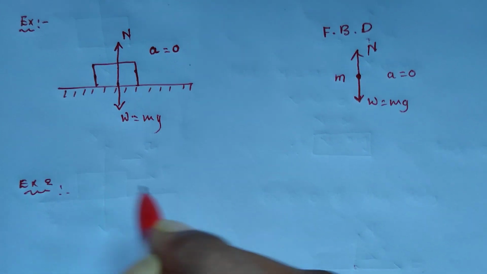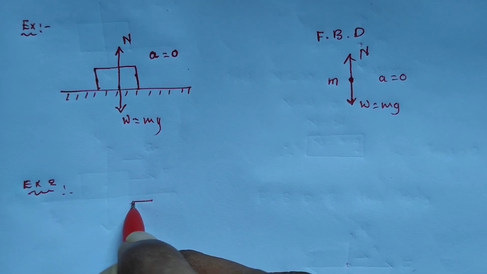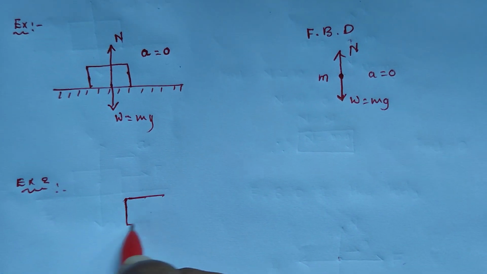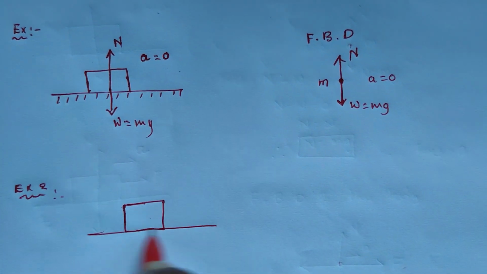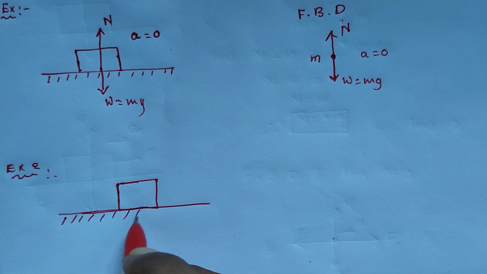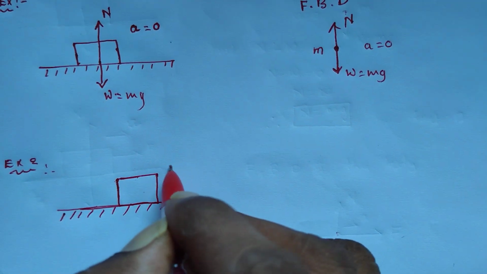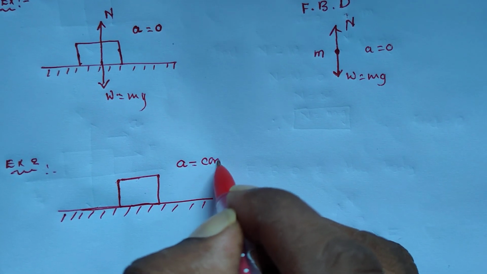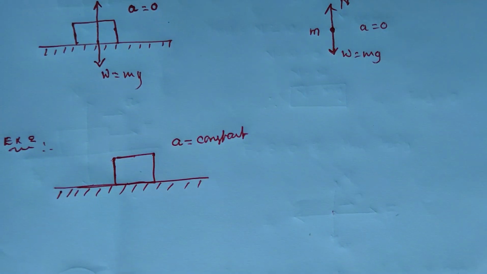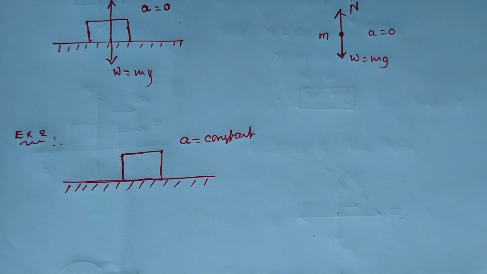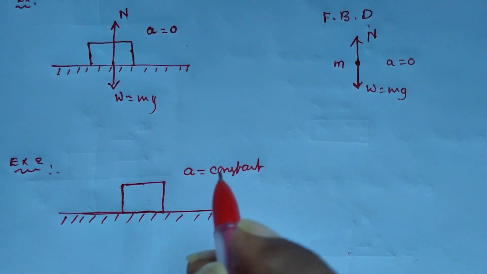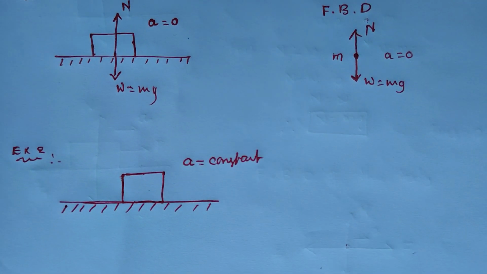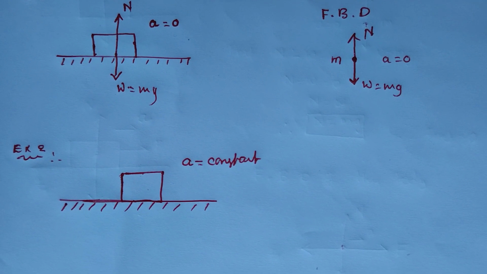Example 2. If body is accelerating, okay, now we have to observe this body. Here body accelerated, so its acceleration A equal to constant. Acceleration A equal to constant in which direction? Horizontal direction. Don't forget, acceleration we consider along horizontal direction.